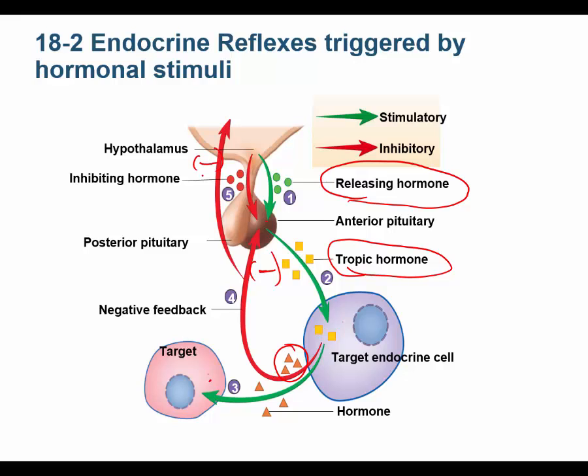And this ultimately shuts down the production of this hormone right here. So it's a self-limiting negative feedback. And this is a hormonal stimuli, where releasing hormones stimulate tropic hormones, and tropic hormones stimulate end product hormones, and end product hormones elicit their effect and negatively feedback and shut things down. All right.